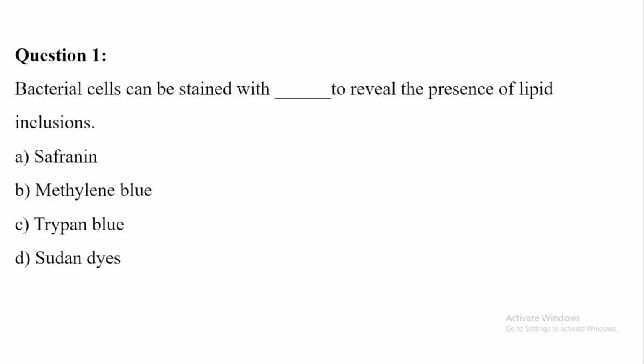So question number 1. Bacterial cells can be stained with dash to reveal the presence of lipid inclusions. Option A, safranin. Option B, methylene blue. Option C, trypan blue. And option D, Sudan dyes. So what will be the answer? Which of the following dyes can be used to reveal the presence of lipid inclusions?